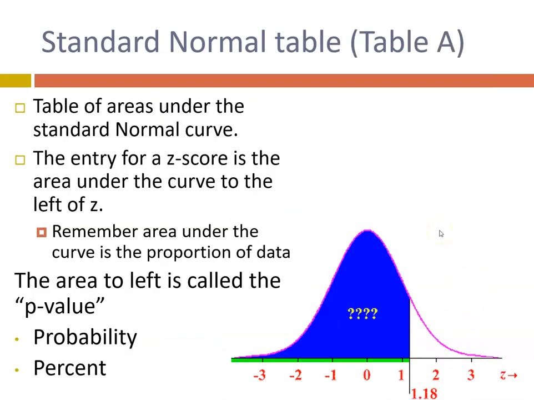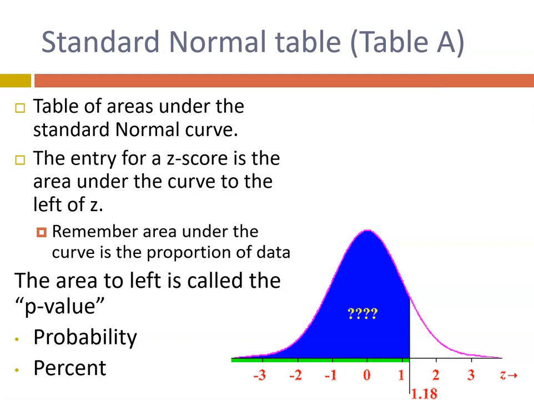Okay. To find proportions, if they are not exactly 1, 2, or 3 standard deviations from the mean, you can only use the empirical rule when it's exactly 1, 2, or 3 from the mean. If you can't do that, you're going to have to use either technology or the table A that's provided to you. That gives you a table of areas.